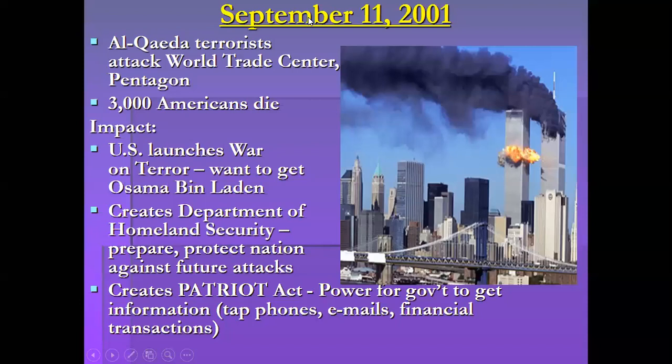Other things that took place during this time is the Patriot Act was created, which was the power for the government to tap all of our phones, emails, and financial transactions. Now, they're not technically supposed to use this unless they determine that you're a terrorist. But if you're determined that you're a terrorist, the wiretap on your phone doesn't start now. They can actually go through and backlog all of your old phone calls as well.